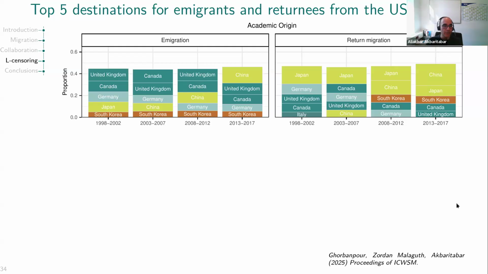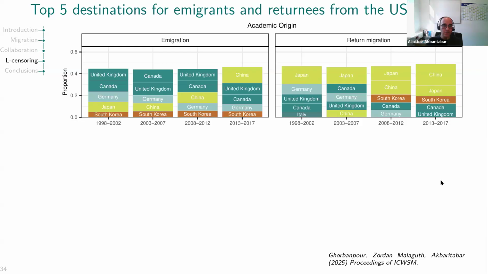So, let's say, here is the case of the USA. Their country of academic birth is the USA, and in the years 98 to 2002, they are moving to Japan, or they are moving to the United Kingdom and Canada. On the right-hand side, we see that, for example, this person's country of academic birth was Japan. They came to the US and now they are moving back to Japan. So this is how to read this figure.